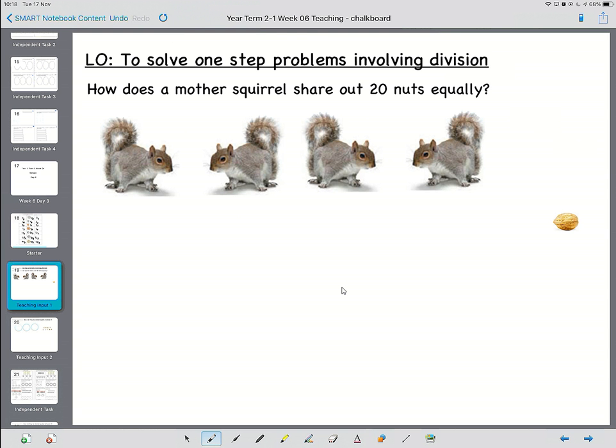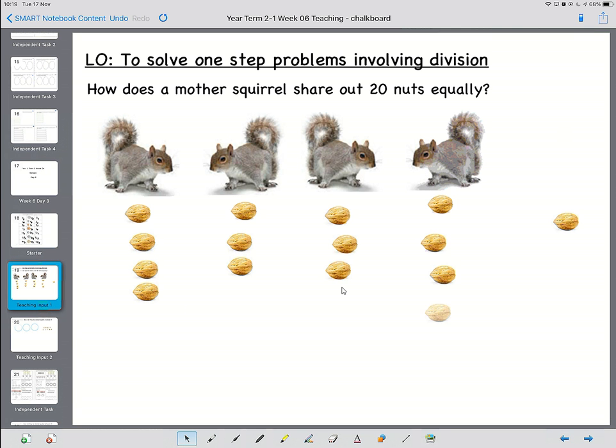So a mother squirrel wants to share out 20 nuts equally, and she's got 4 baby squirrels. So we're going to share the nuts. Count with me as I do it. 1, 2, 3, 4, 5, 6, 7, 8. It's quite important that we put them in that order. 9, 10. It gets confusing if you do them in another order. 11, 12, 13, 14, 15, 16, 17, 18, 19, 20.